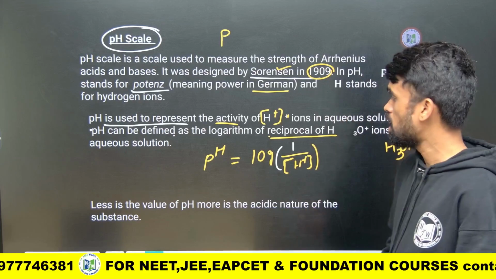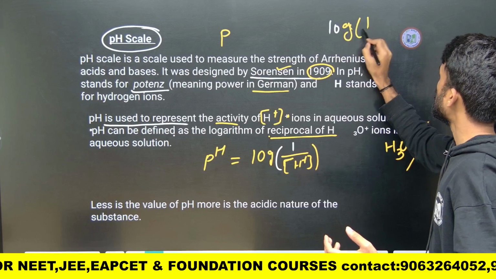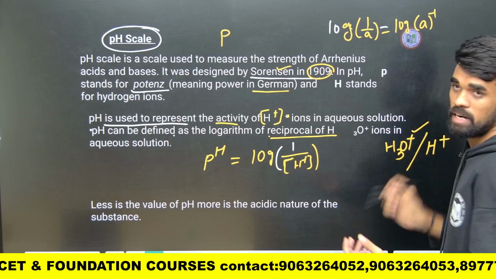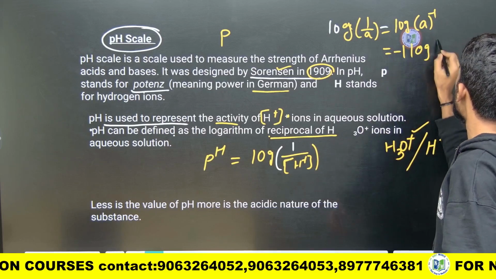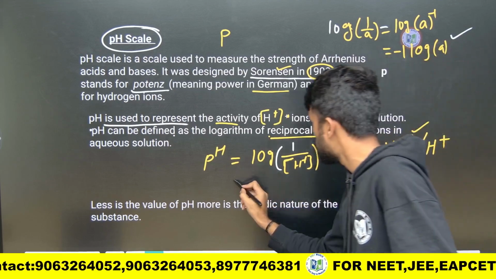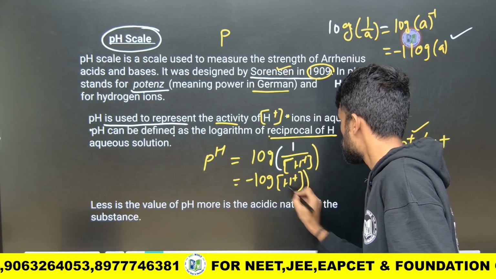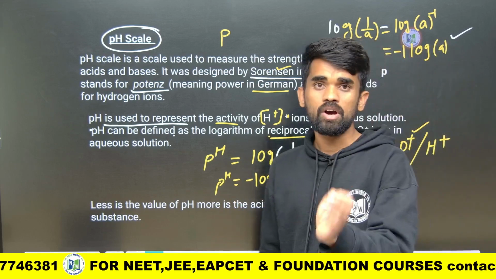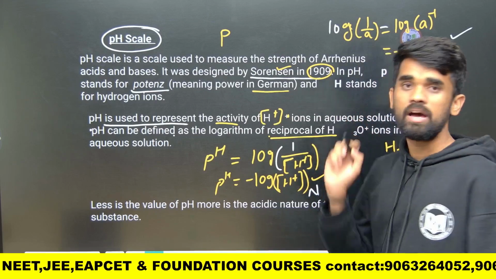I hope you know that if we have log of 1 by A, we can also write this as log of A power minus 1. This A power minus 1 we can write as minus 1 log A. The same story applies here, so it becomes minus log concentration of H plus ion. That's it, this is the pH formula. Directly you can use this: pH equals minus log of concentration of H plus ion. This H plus ion concentration should be expressed in terms of normalities.